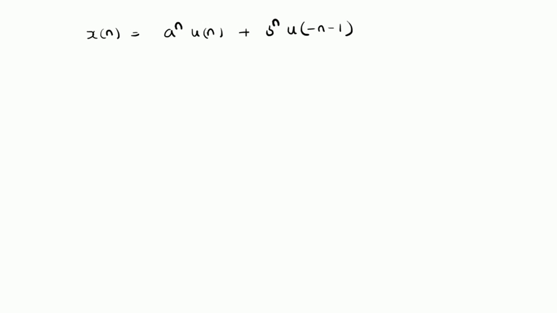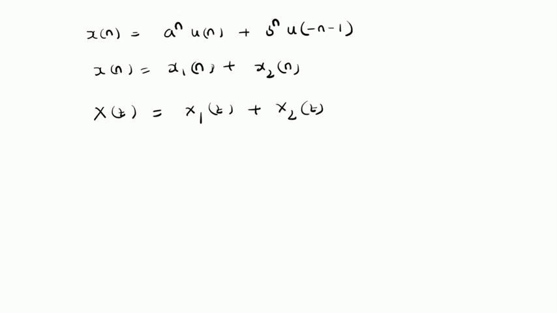To determine the Z transform, we break down the signal x of n as x1 of n plus x2 of n, where x1 of n is the causal component and x2 of n is the anti-causal component. So the Z transform X of z is given by x1 of z plus x2 of z, using the linearity property of the Z transform. X of z is given by the sum of the Z transforms of these two components, the causal component and the anti-causal component.